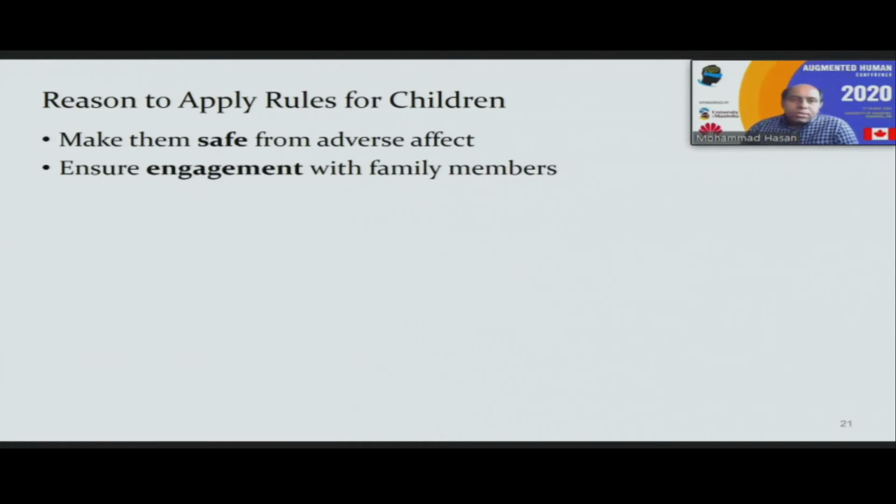We also asked what the common reasons are for applying those rules for their children. Participants mentioned that they have rules to ensure that their children grow up without any adverse effect from smartphone usage. They also say they want to ensure that their children are engaged with activities with their family members, which creates a strong bond among them.